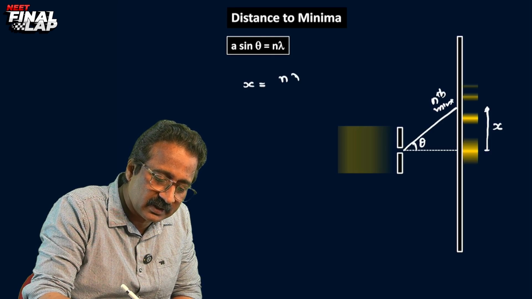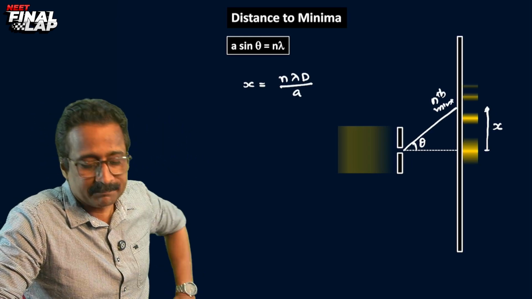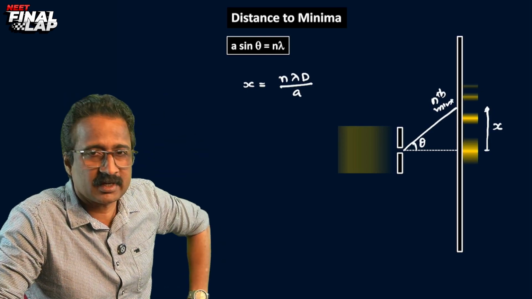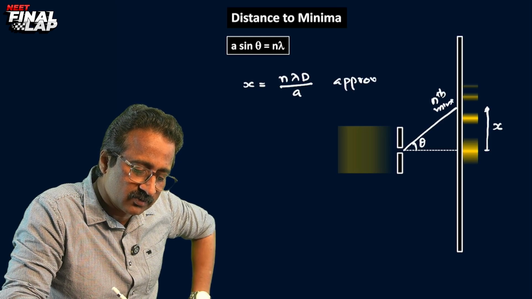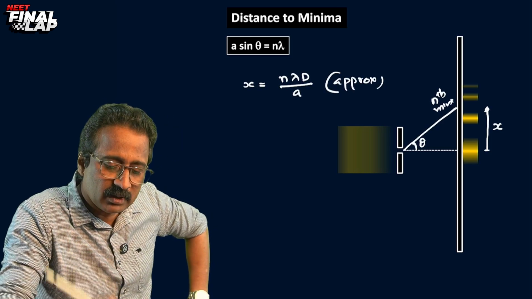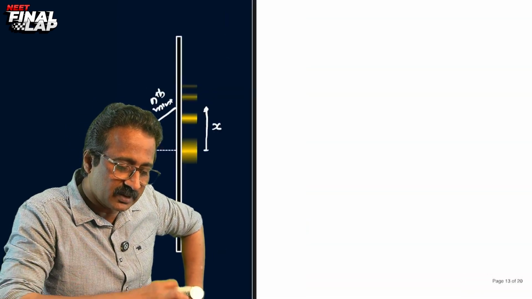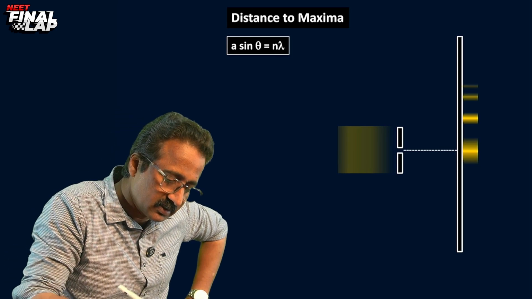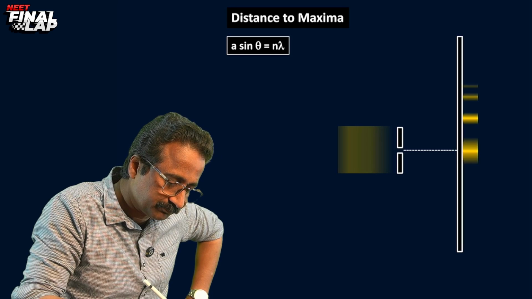Yes, it is given by n lambda d divided by a. That's the equation for distance to minima. Approximate ആണ്. ഒരുപാട് മുകളിലാണ് നമ്മൾ പഠിക്കുന്ന മിനിമെങ്കിൽ this equation can fail. So this is an approximate equation, remember. This is the equation for distance to any minimum from central maximum. Distance to minima. Similarly, distance to maxima also can be written. I think I made a mistake in writing the equation here. I must correct that first.